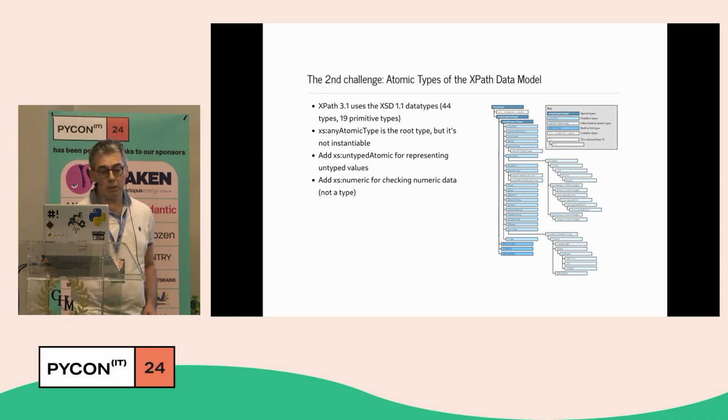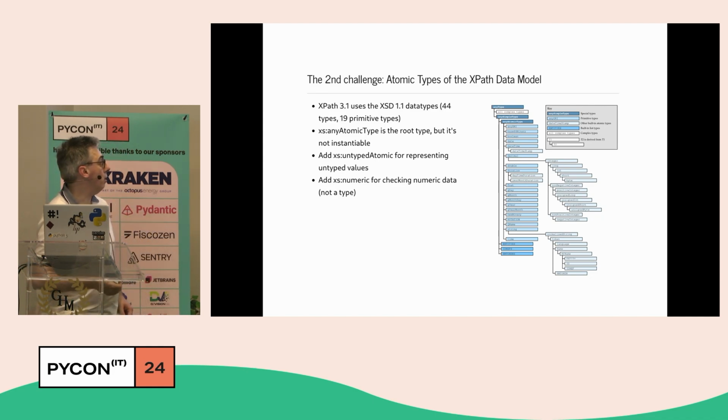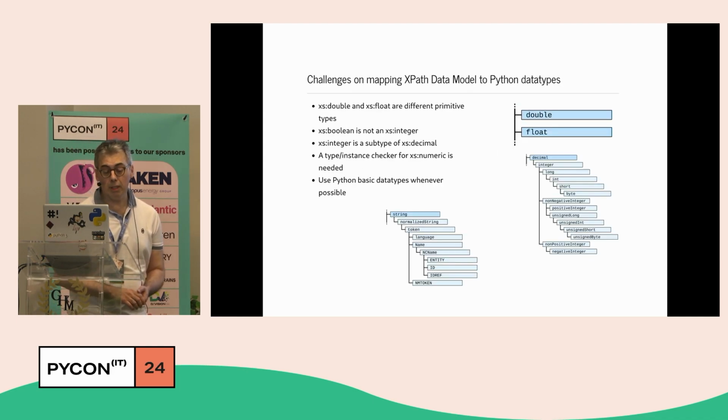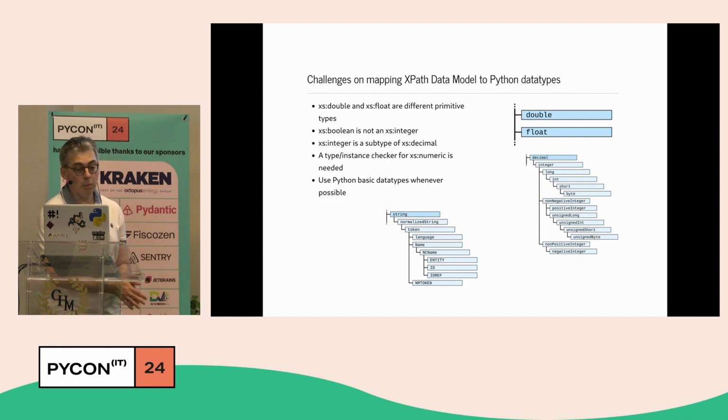Also, I have to support in XPath untypedAtomic and numeric, which are not in XML Schema. Untyped atomic is another type that is not in XML Schema, and numeric is only for checking numeric data. Other challenges are that double and float are different types in XML Schema, Boolean is not an integer, and integer is a subtype of decimal.